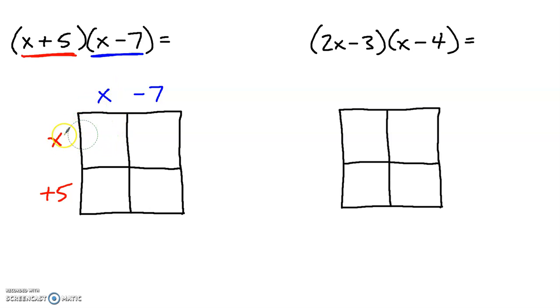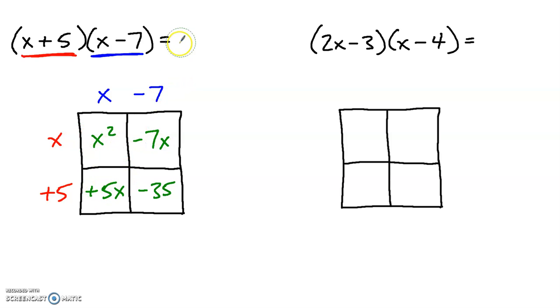So x times x is x squared. X times negative 7 is negative 7x. X times positive 5 is positive 5x. And negative 7 times 5 is negative 35. Of course, that's what you're doing when you do FOIL or whatever method you use.